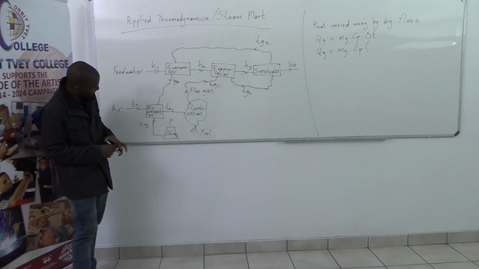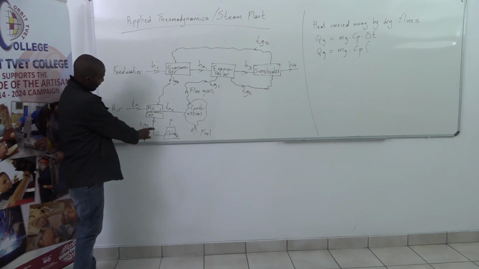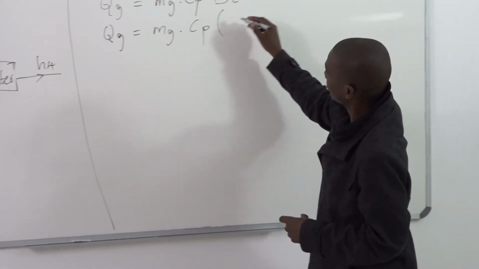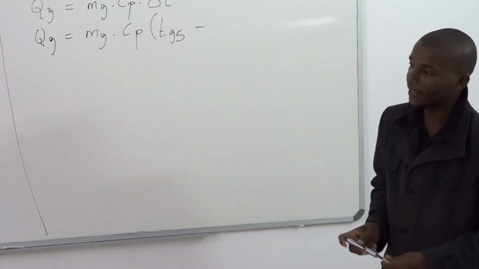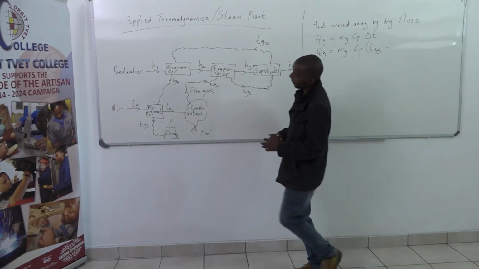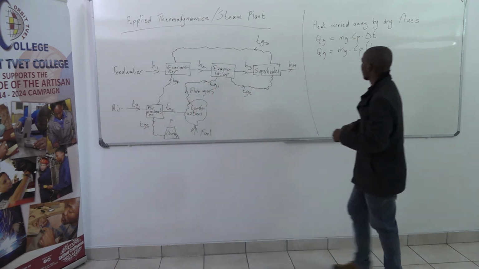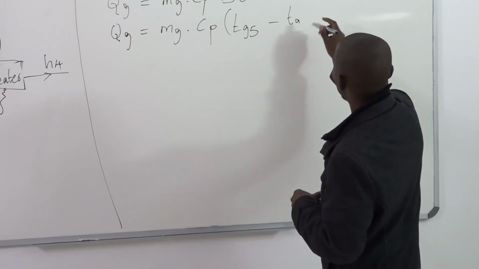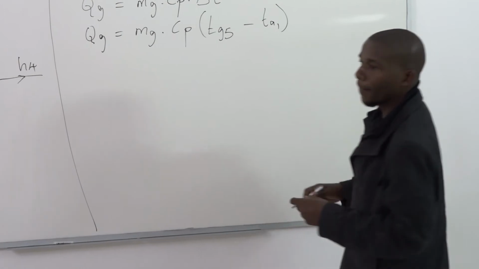So the final temperature of the dry flue gases would be the temperature at which the dry flue gases leave the steam plant, which is TG5. So our final temperature in this case would be TG5 minus the initial temperature of the dry flue gases, which would be the temperature at which the dry flue gases were formed, or the temperature of the air in this case, TA, or the boiler room temperature. It will be TA1 in that flow diagram.